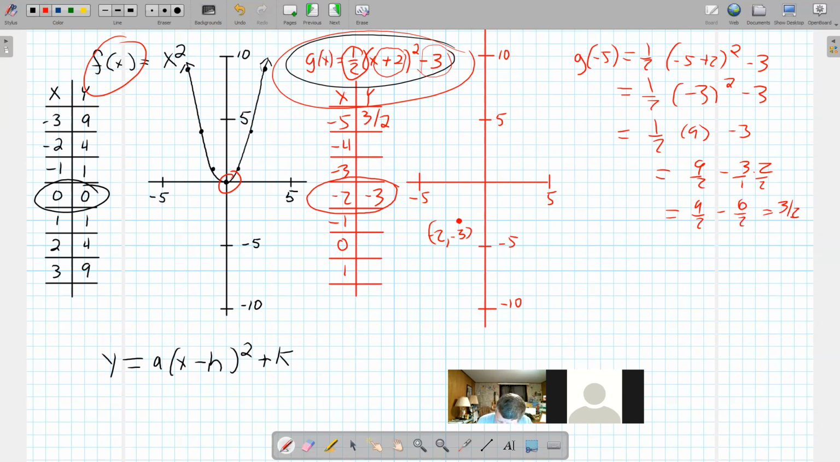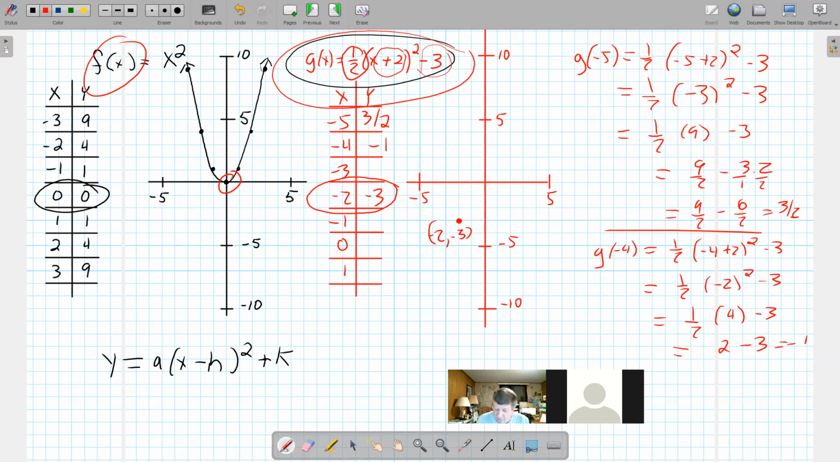All right, let's take g of -4. That's going to be 1/2 times -4 plus 2 the quantity squared minus 3, which is 1/2 times -2 squared minus 3, which is 1/2 times 4 minus 3, which is 2 minus 3, or -1. All right. I'm going to erase those calculations so I have room to write. So before I do that, any questions on g of -5 or g of -4? Okay.